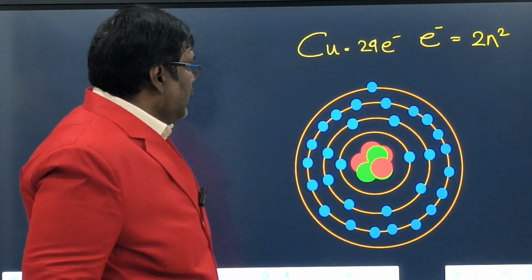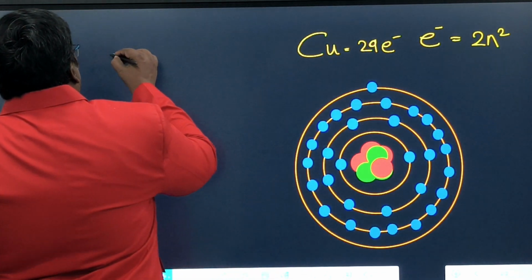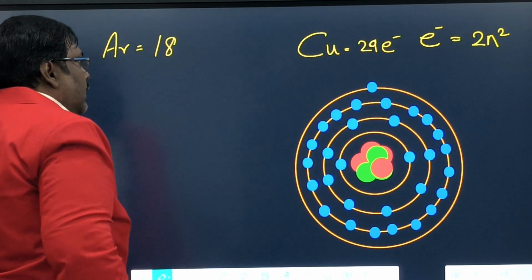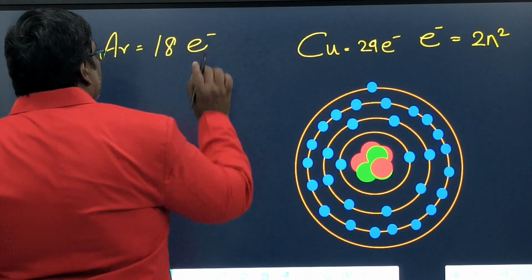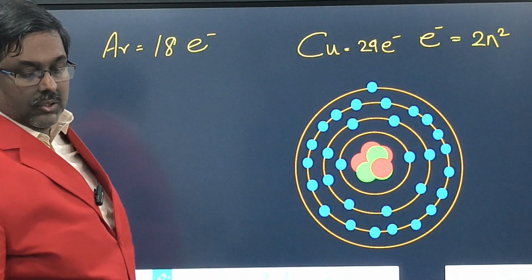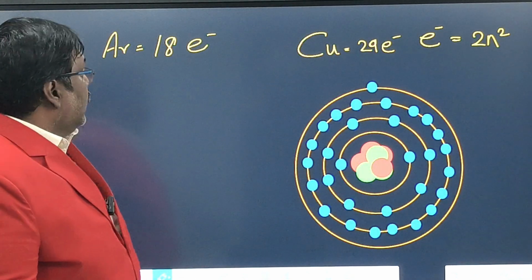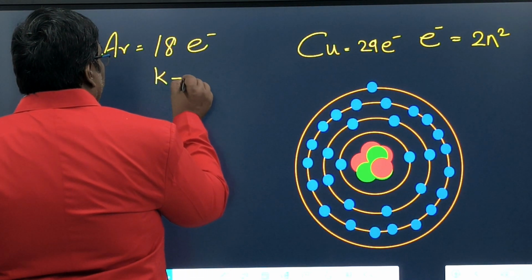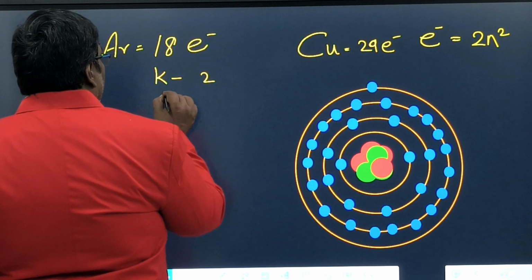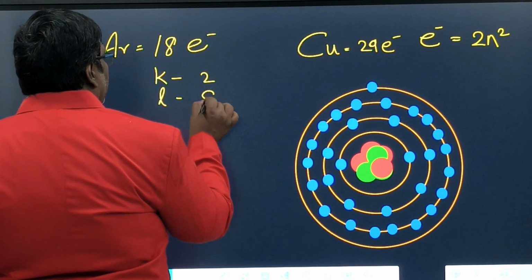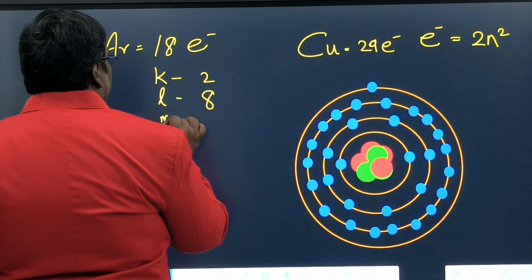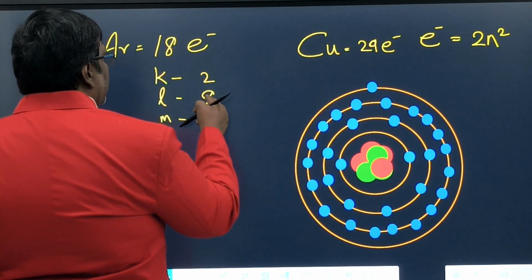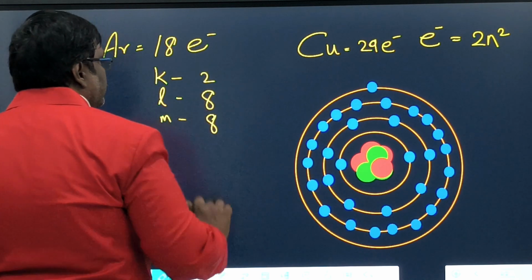For insulator, we will take a sample, argon. Argon has 18 electrons. So argon is the insulator. Okay. So 18, how can we arrange? First orbit is named K. K is 2. L orbit is 8. And M orbit, the third orbit, 18 minus 8 minus 2, it is 8.